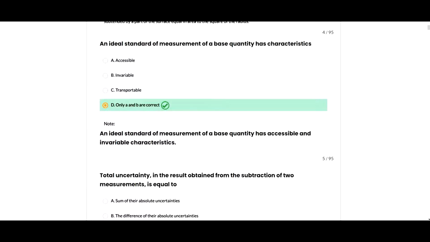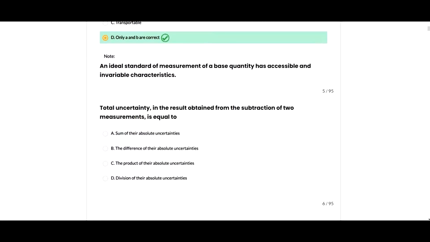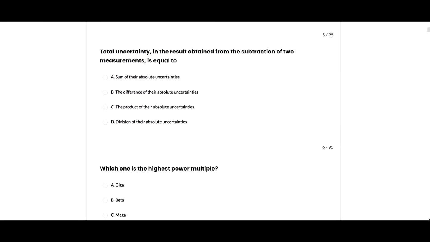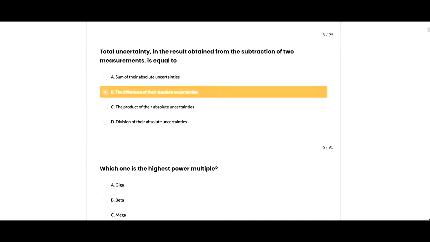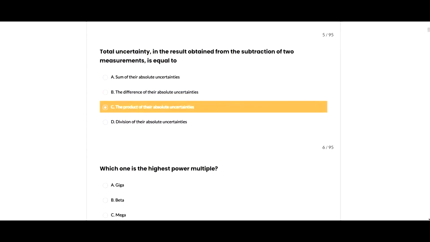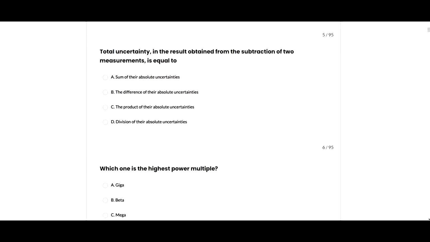The next MCQ is here. Total uncertainty in the result obtained from the subtraction of two measurements is equal to the sum of their: absolute, difference, product, division. Very simple question. In this question, A option is correct. This is always equal to the sum of their absolute uncertainties. So here A option is correct.